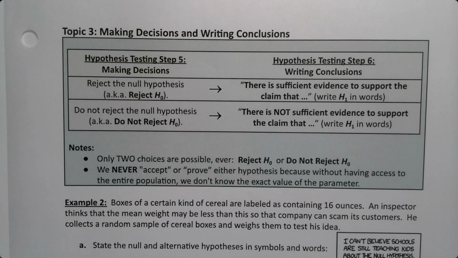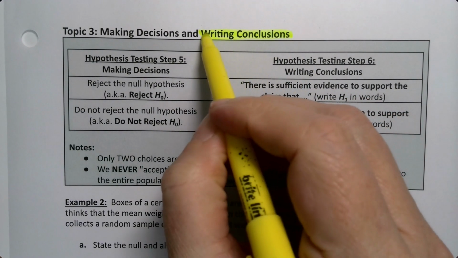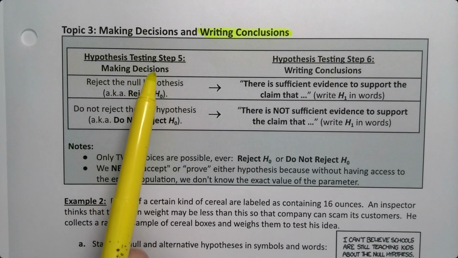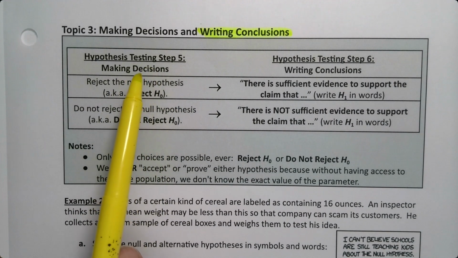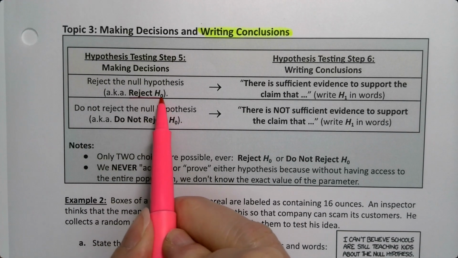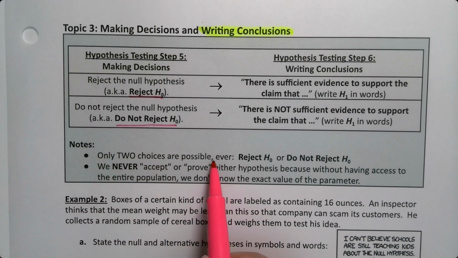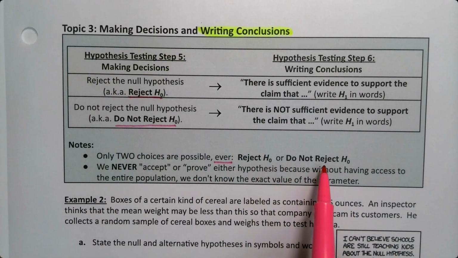For this next topic, we want to talk about making decisions and writing conclusions, in particular the writing conclusions bit, but it connects to making decisions. Because in hypothesis testing, there are multiple steps. And in step 5, you will be making a decision. Your only two decisions ever that you get to make are either to reject H0 or not reject H0. That is it. Those are the only two choices we will ever make. Rejecting H0 or not rejecting H0.